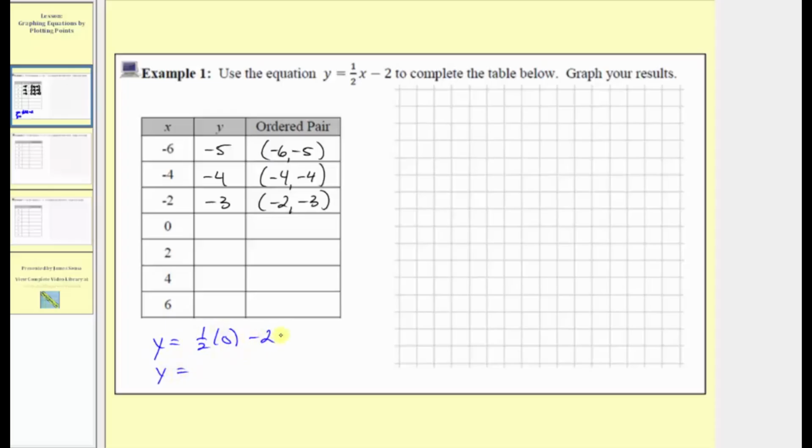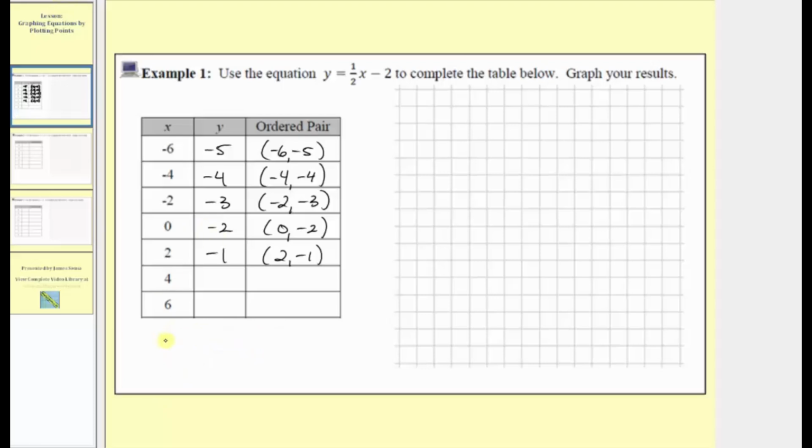So y is equal to 0 minus 2, or -2. So when the input is 0, the output is -2. The ordered pair is 0, -2. The next input is 2, so we have y equals 1/2 times 2, or 2 over 1, minus 2. Well, 1/2 times 2 we should recognize would be equal to 1 because these are reciprocals. So we have y equals 1 minus 2, so y equals -1. So when the input is 2, the output is -1. We have the ordered pair 2, comma, -1.